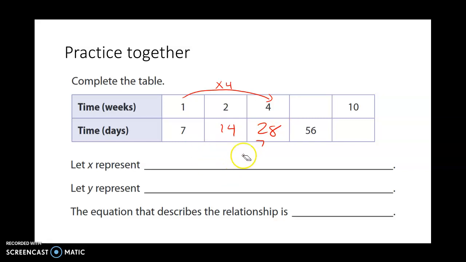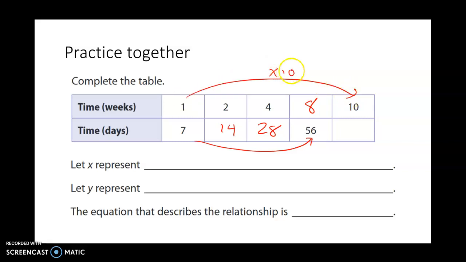Well, what times 7 gets me 56? Well, 7 times 5 is 35. 7 times 6 is 42. We're getting close. How about 8? 7 times 8 is 56. And last but not least, times 10. So 1 times 10, and this one is times 10. So 7 times 10 is 70. Great job. So we filled in our table.